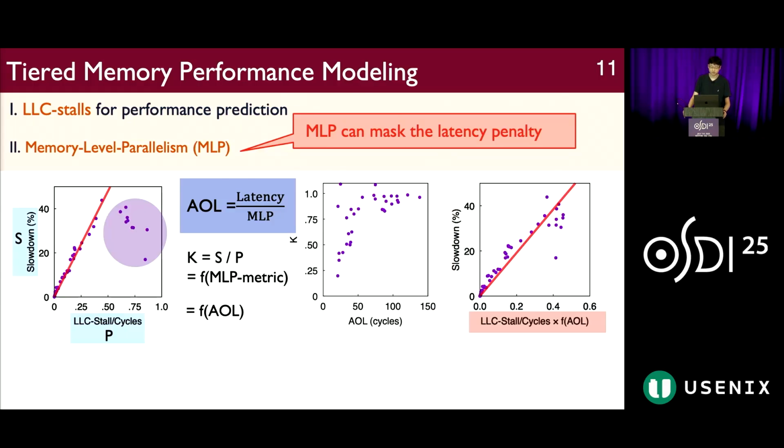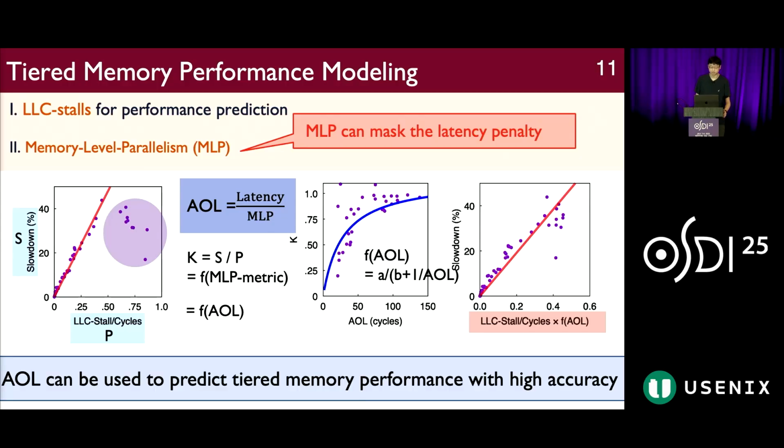This plot shows the relationship between K and AOL. As you can see, we can fit the data well with a hyperbolic curve, the blue line here. And we can use the relationship between K and AOL to build a model. So AOL can be used to predict the tiered memory performance with very high accuracy.